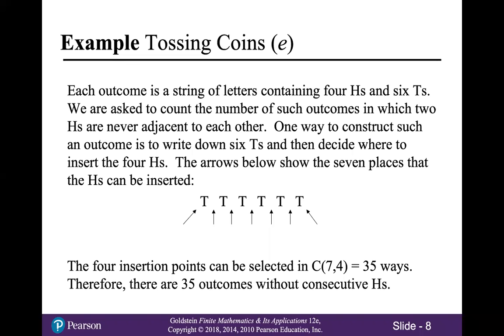Those 4 insertion points can be selected in 7 choose 4, which comes out to 35 ways. Therefore, there are 35 outcomes without consecutive H's.